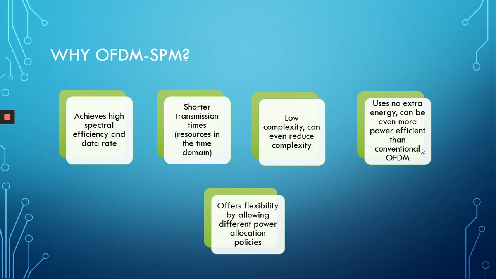So we have a brief idea of how OFDM-SPM works, the basic working concept. And as we understand, we claim that it has a certain number of gains. But how does all this happen? Why does this actually work?